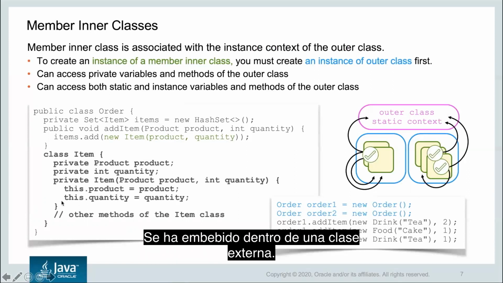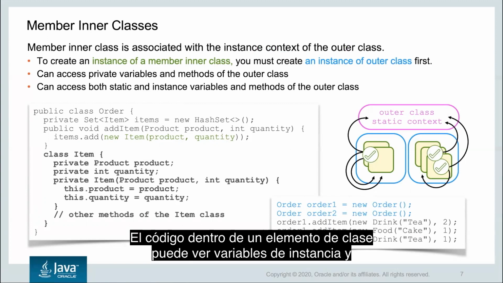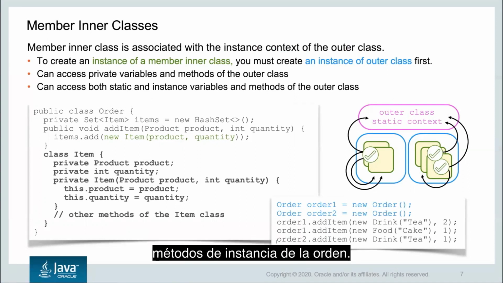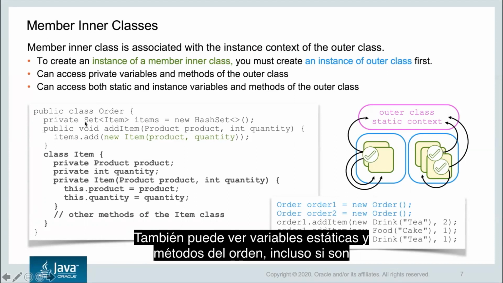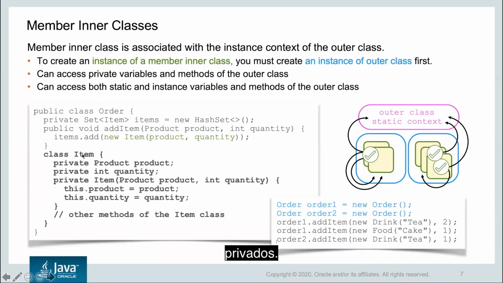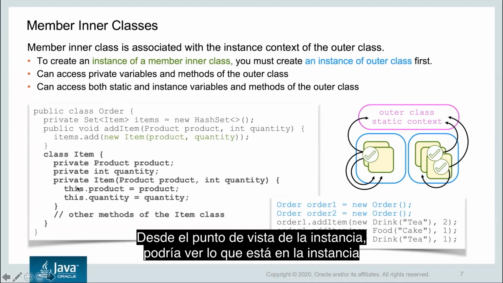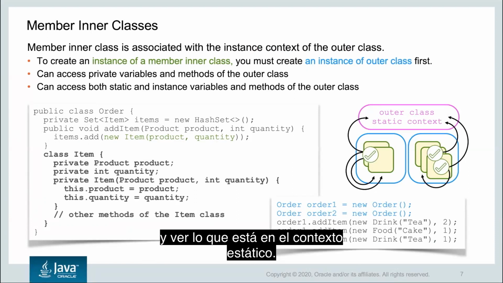It's just you embedded it inside an outer class, yeah? The code inside a class item can see instance variables and instance methods of the order, even if they're private, actually. And it can see static variables and methods of the order, even if they're private. Because from the instance point of view, you could see whatever is going on in the instance, and you can see whatever is going on in the static context.